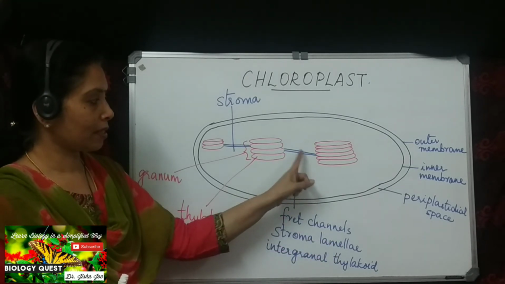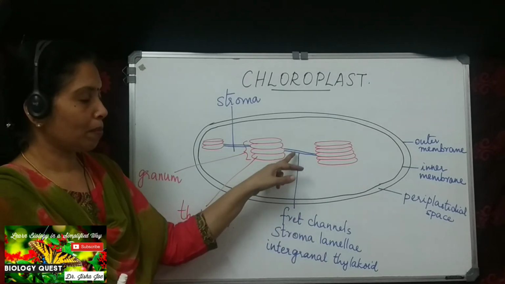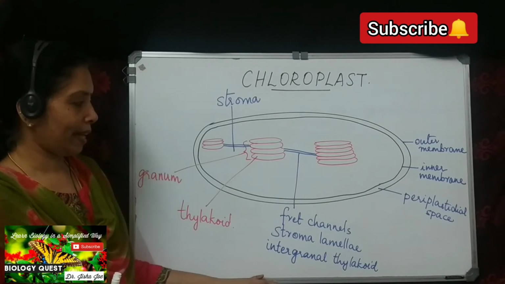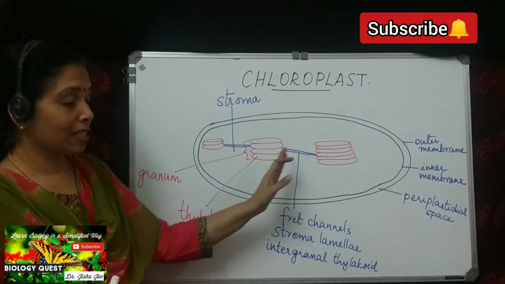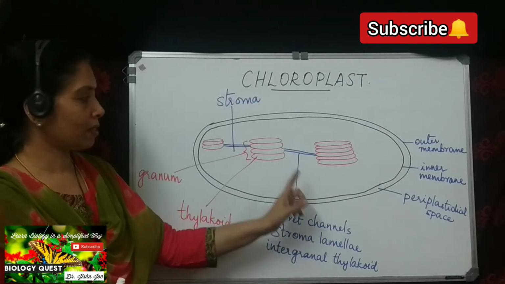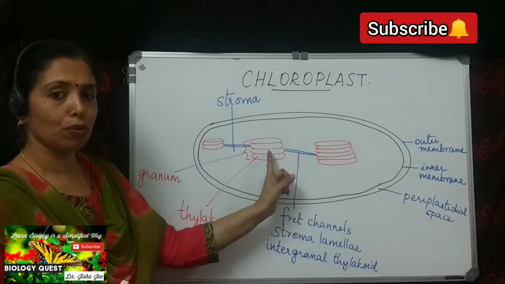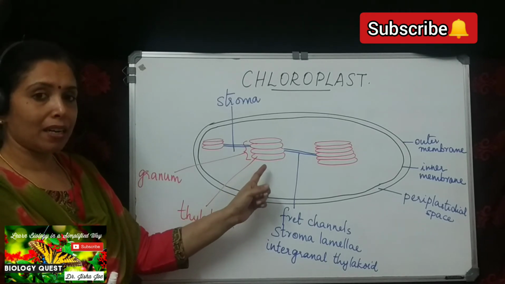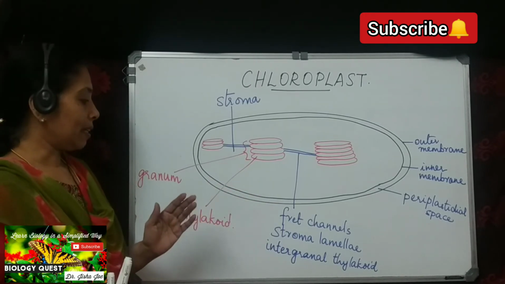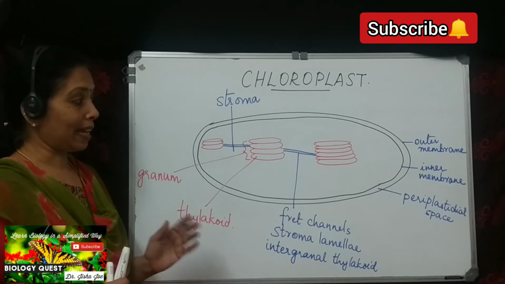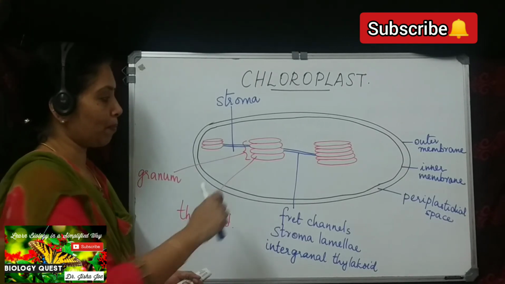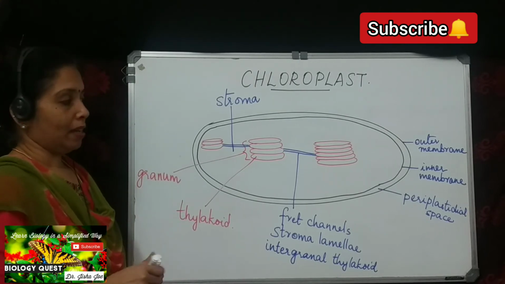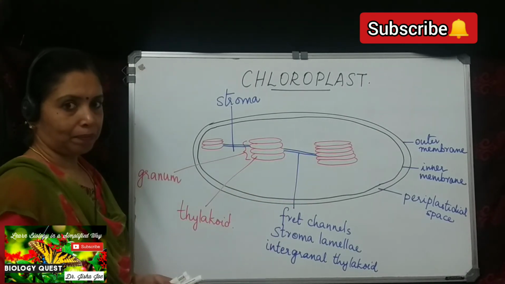The two membranes of the stroma lamellae enclose a space there. That is why they are also called the Fret channels. They are also called intergranal thylakoids because they are seen between the two grana. The thylakoid present in the grana can also be called the granal thylakoid or grana lamellae. Each membrane of the thylakoid, as you can see, is the grana lamellae. This is the stroma lamellae.